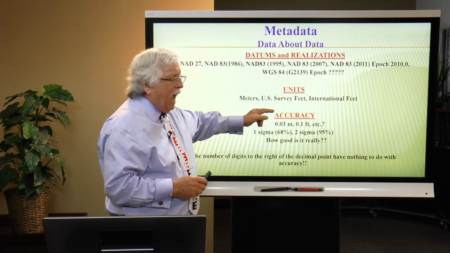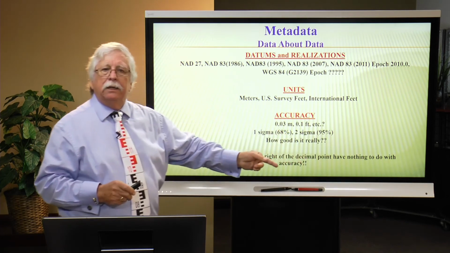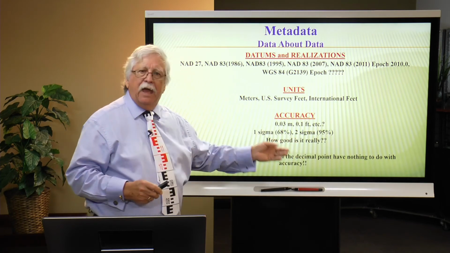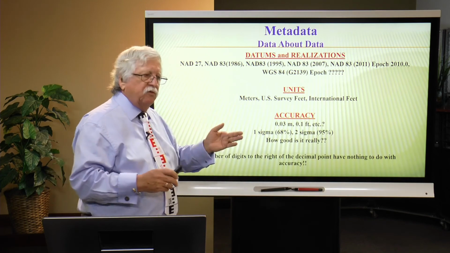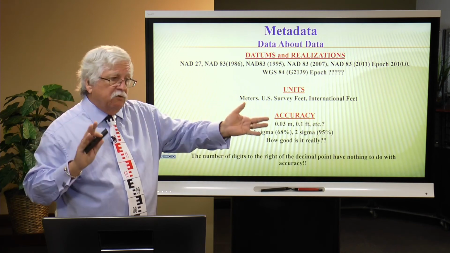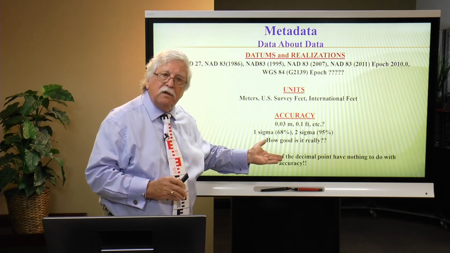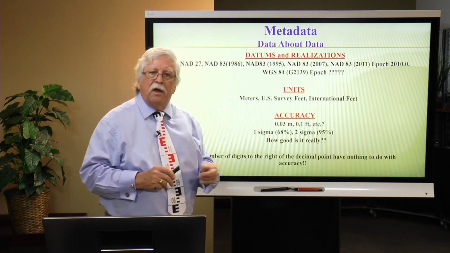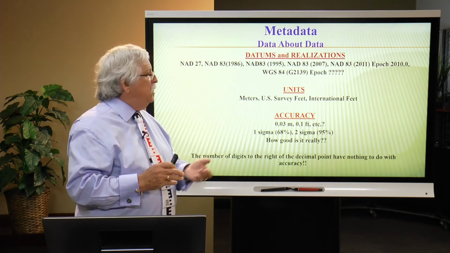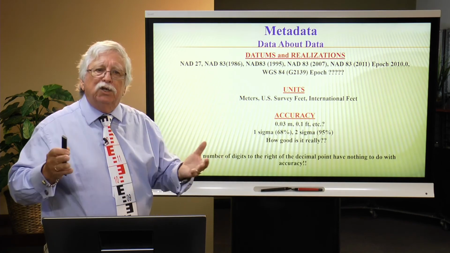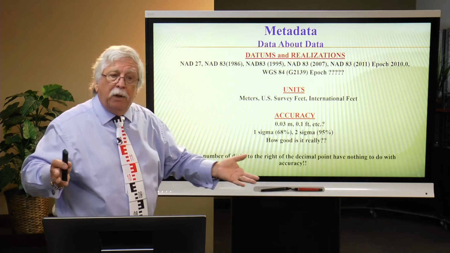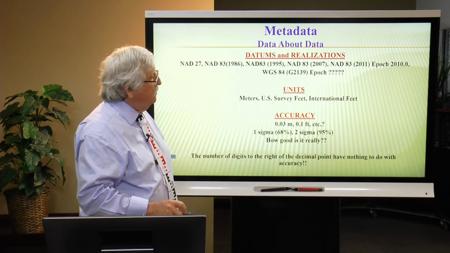The accuracy. How good is your data really? The number of digits to the right of the decimal point have nothing to do with accuracy. How good is it really? And when you say, oh, my data is good to 1 centimeter or 5 centimeters or whatever, it's also important: is that 1 sigma or 2 sigma, 68 or 95% confidence. So as professionals, if you're putting information out there, you should be able to provide the spatial integrity of everything that you're publishing, or putting into a database, putting on a plat, whatever platform it might find.